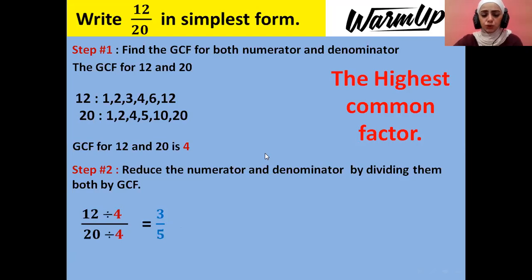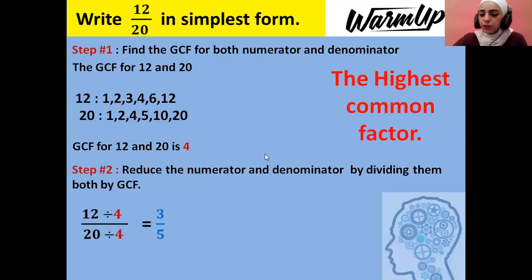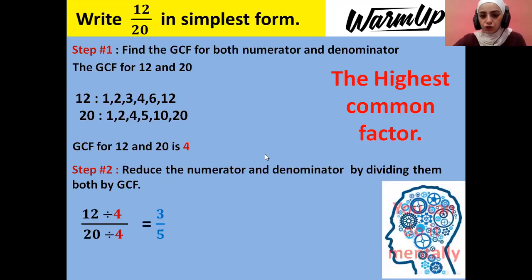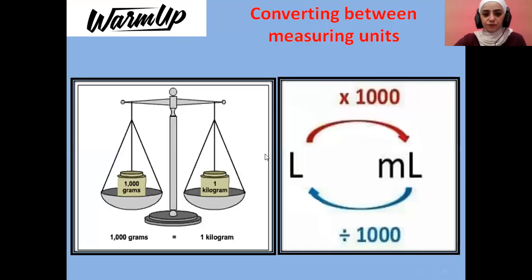So this is how we used to find the simplest form of fractions in previous years. It's the same way for dealing with ratios. And we're going to remember important steps of converting between units. There are some units related to mass, like kilograms and grams. You already know that in 1 kilogram, we have 1,000 grams.